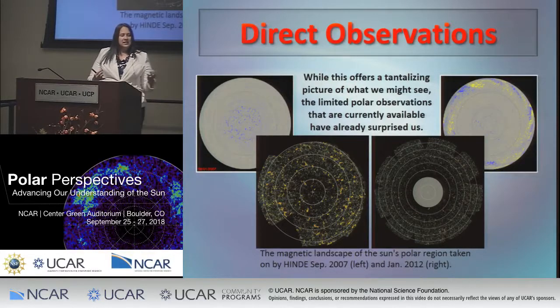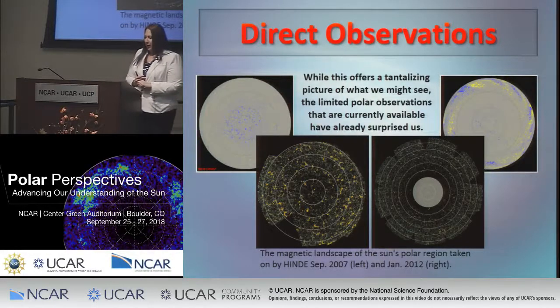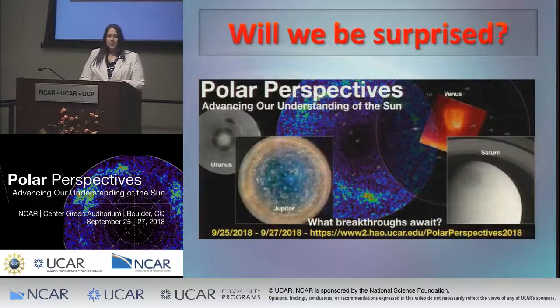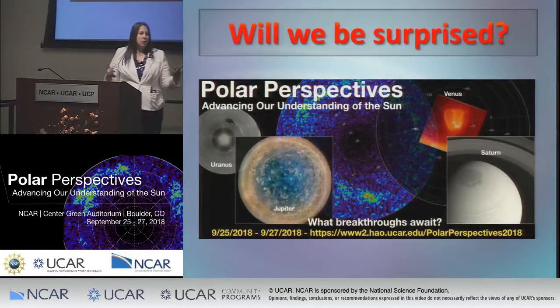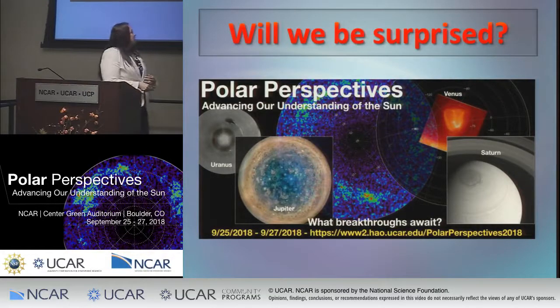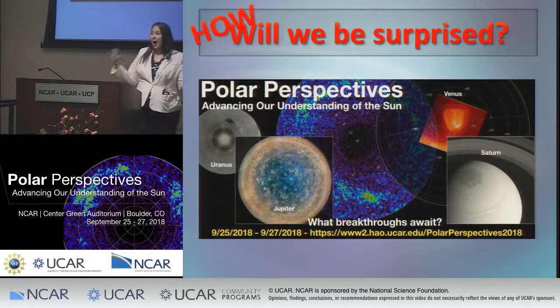But one of the things that was really surprising, and I'm not sure that is quite representative of the model, is the appearance of the kilogauss fields that were observed with Hinode. And so the limited observations that we do have already give us some really surprising results that really challenge our understanding of what's going on. And so we might question, will we be surprised by what we see when we get a mission up to the poles? And I think from looking at these other views, from any other mission that's viewed the poles, from Saturn, Jupiter, Uranus, there's no question there. It's not a matter of will we be surprised. It's more a matter of how will we be surprised.